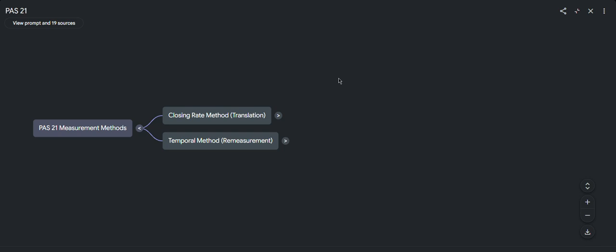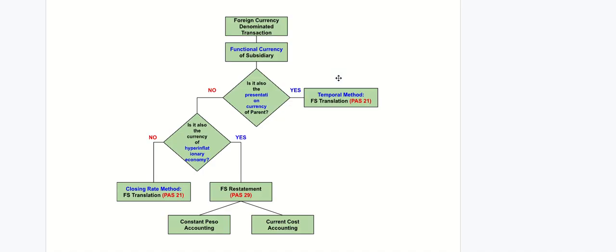IAS 21 about foreign currency transactions. Before we proceed with the presentation of this concept map, let me share this concept map about the greater picture about foreign currency denominated transaction.